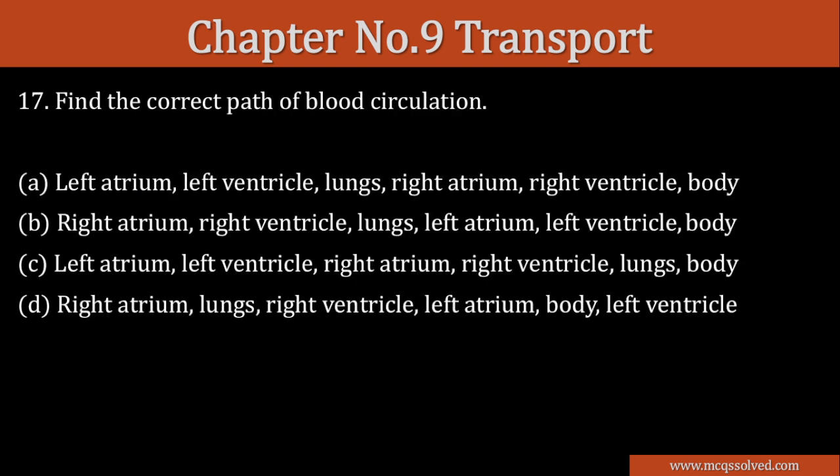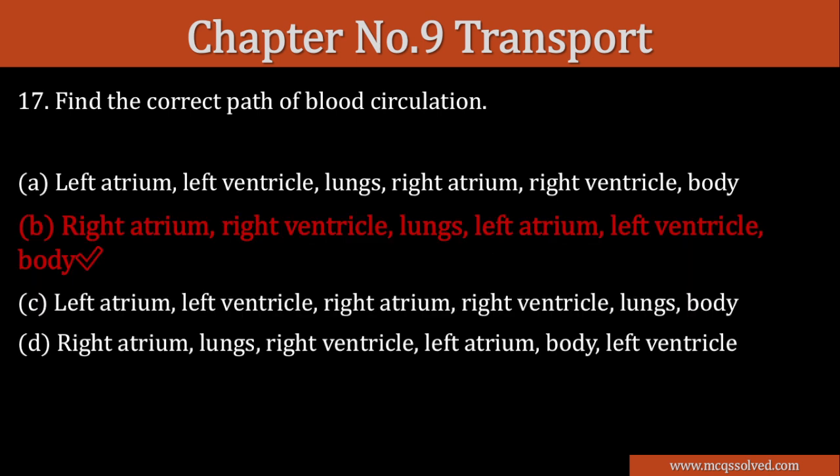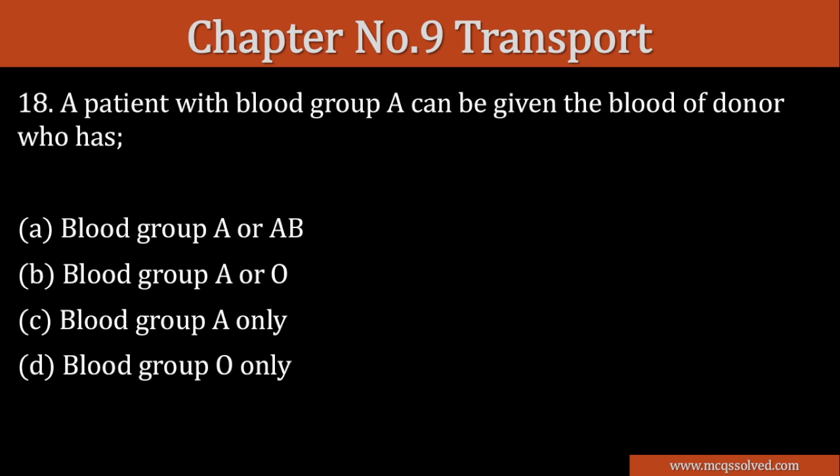Find the correct path of blood circulation. The right way is right atrium, right ventricle, lungs, left atrium, left ventricle, body. So this is the right pathway of blood circulation.